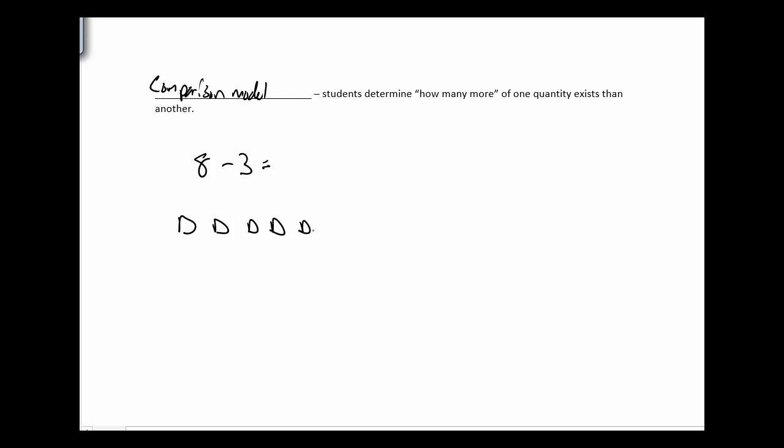So let's say I've got 8 of an object. This is again another visualization technique. I've got 8 of them so far, and I have 3 in the second group, right? So here's set A, here's set B. When I compare the two, how many more does the first set have than the second set? And hopefully you go, oh, that's 5, right? So a comparison model would be just visualizing two different sets and comparing the difference between the two different sets.